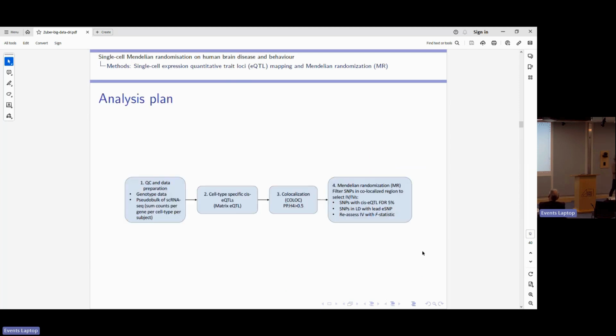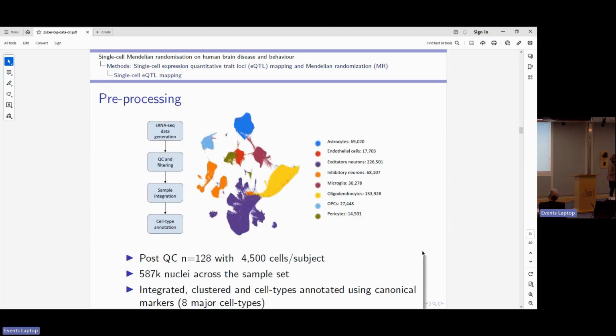So coming to the methods, our analysis plan has mainly 4 big steps. The first one is the quality control and data preparation. Then we do the eQTL calling. This is followed by a colocalization analysis to select valid instruments. And the final step is the Mendelian randomization analysis.